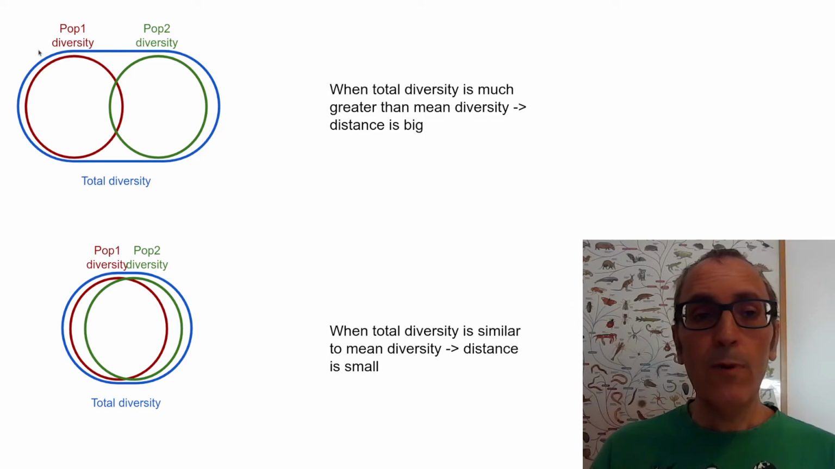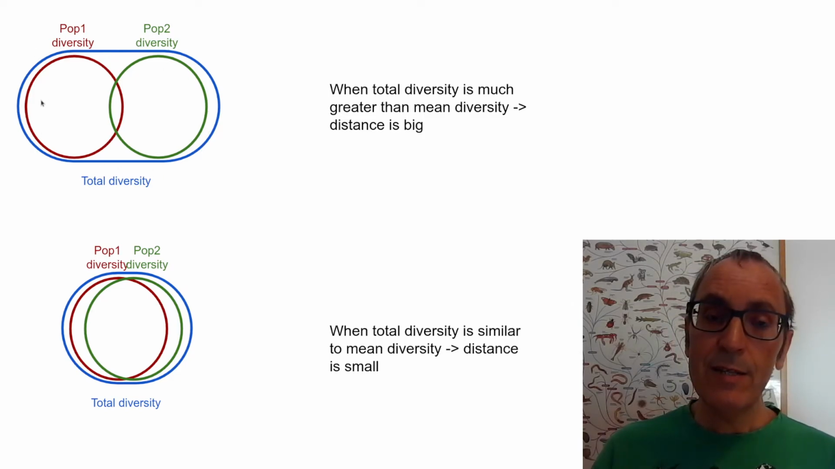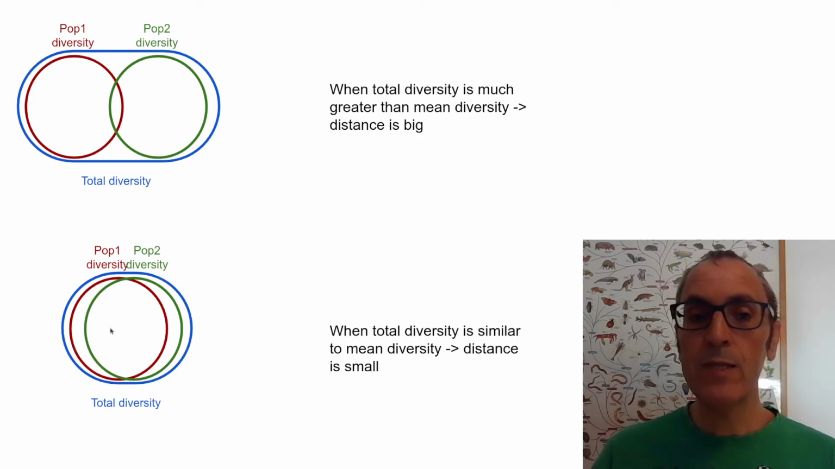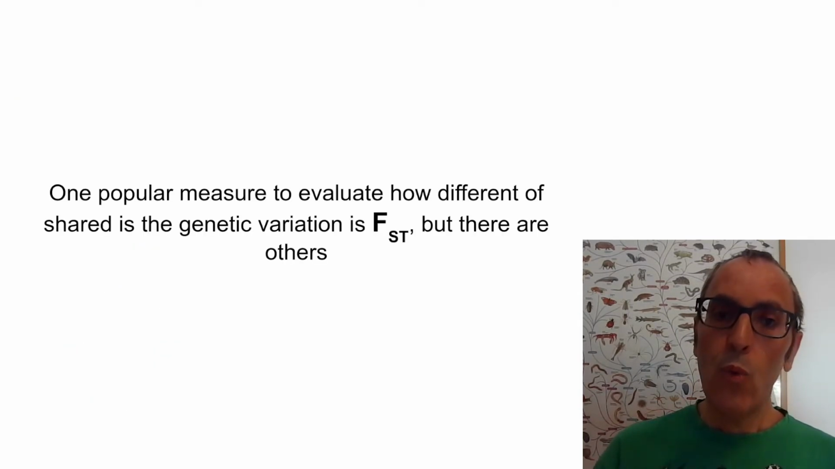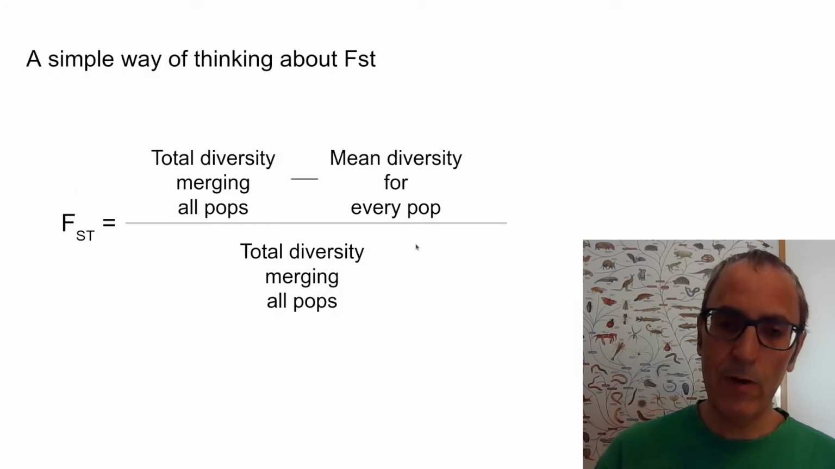If both populations are very different, the total diversity will be much higher than the mean diversity for each population. If the two populations are very close, the total diversity would be very similar to the mean diversity within populations. Okay, that's the idea of most of the distances between populations. One very popular measure is FST. There are others that we will see, but this is one very popular one.